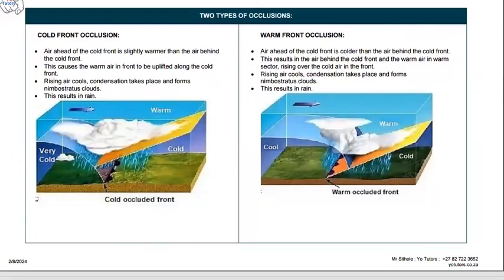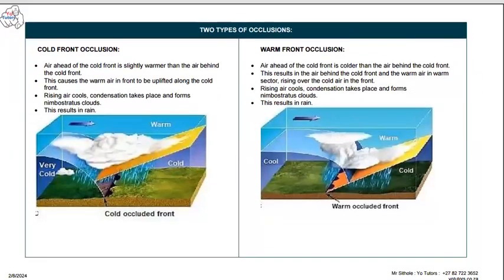Now, let's move on to the occlusion. Let's understand the occlusion stage here. We have two types of occlusion stage. We have got cold front occlusion and warm front occlusion. Now, when you have got cold front occlusion, it means that the cold air is the one on the surface.